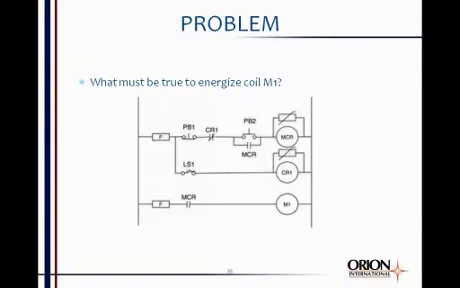What all must be true in order to energize coil M1? That's this coil down here in the bottom rung. What has to happen? What all must be true in order to energize that coil?